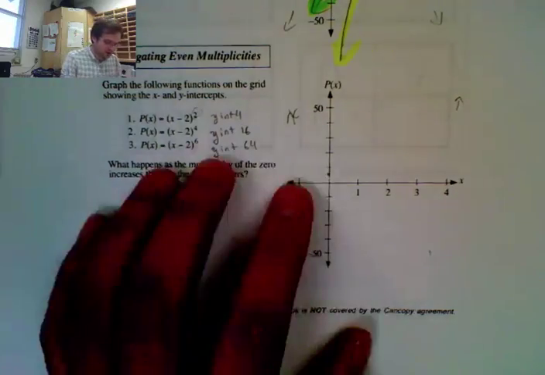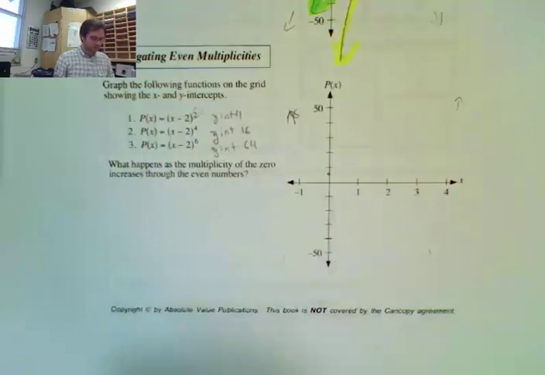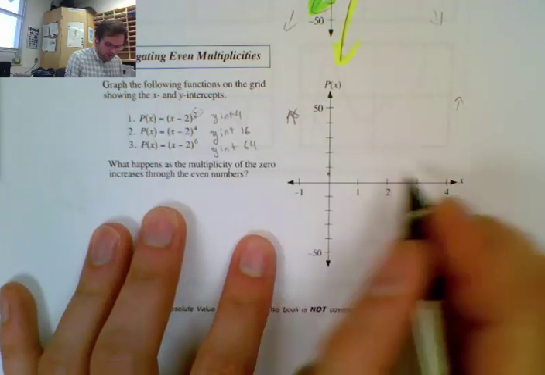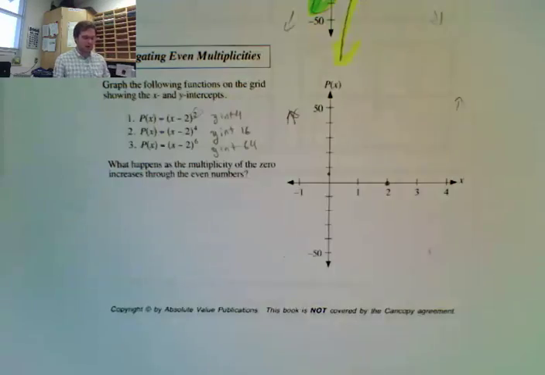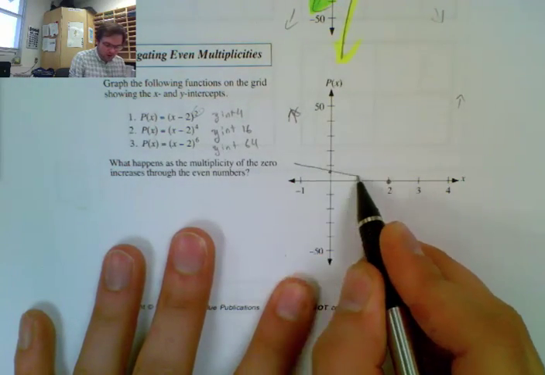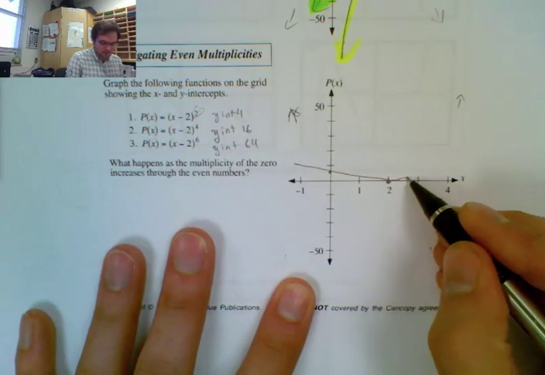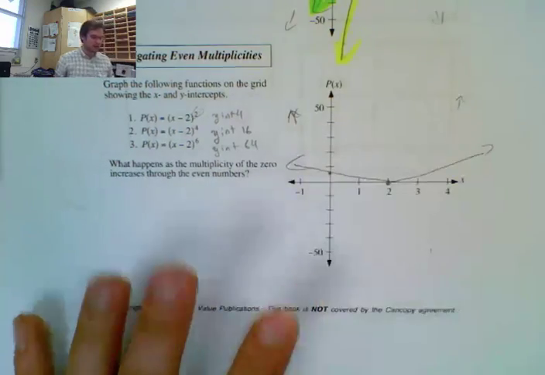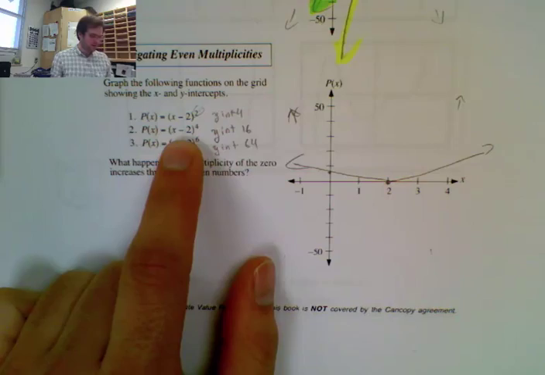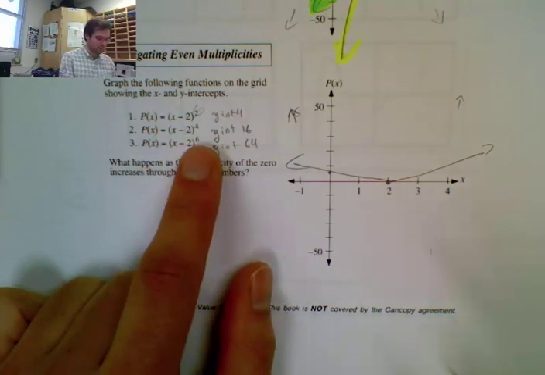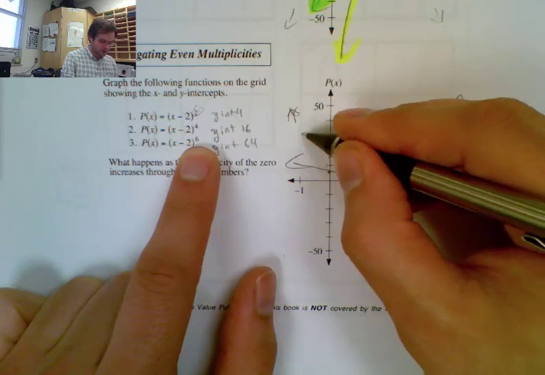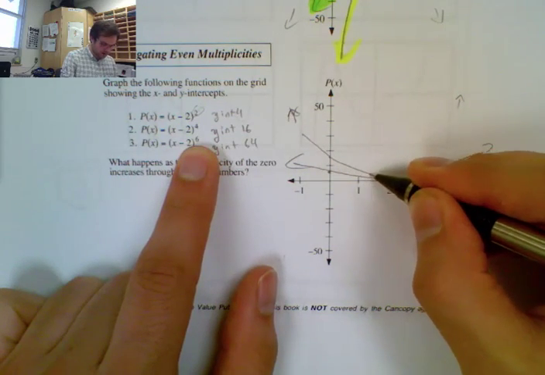So I look at this, we're starting up here, and we have 4 right there. So my x-intercept is going to be 2, and my graph is going to look something like this here. It's going to go down and up like that. Okay? Now let's take a look at my next one, where we have negative 2 to the power of 4, which is 16. So my next one is going to be at 16, which is around there. So this one's going to look something like this.